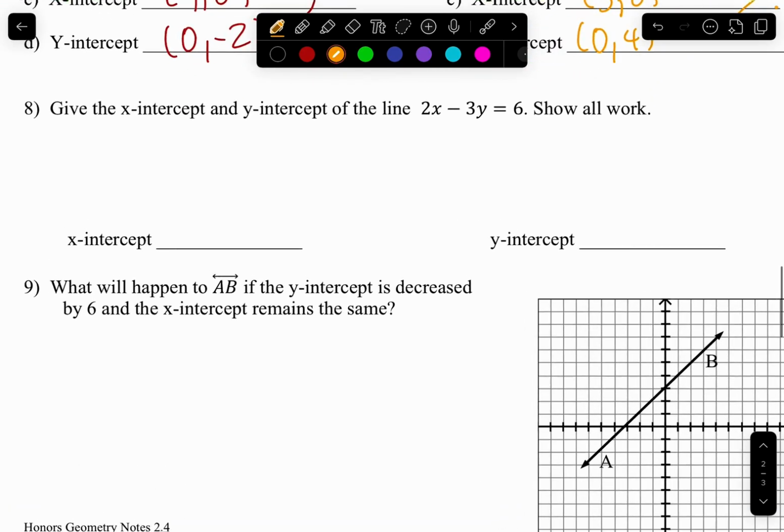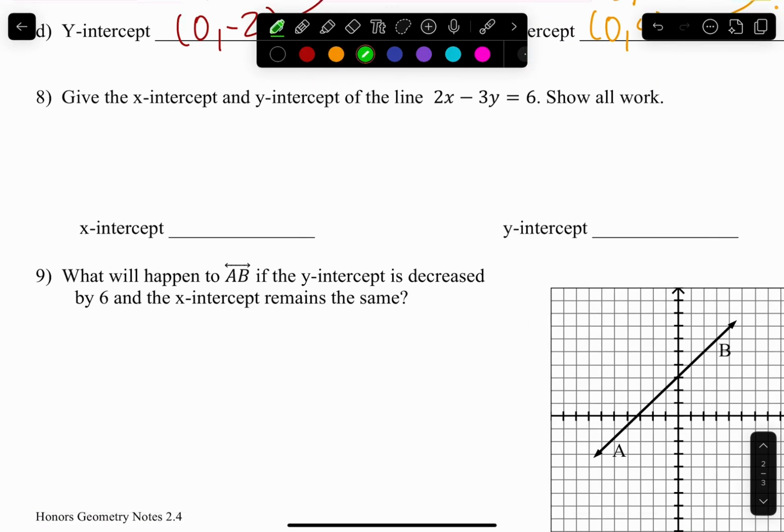All right, here is the important part of this, because this is going to be a question on your test and it's missed pretty often. It says, give the x-intercept and y-intercept of the line 2x minus 3y equals 6, show all work. We don't want to graph this. Could we graph it? Sure. Do we want to graph it? No. What we're going to do instead is use our knowledge about intercepts and the equation that we were given.